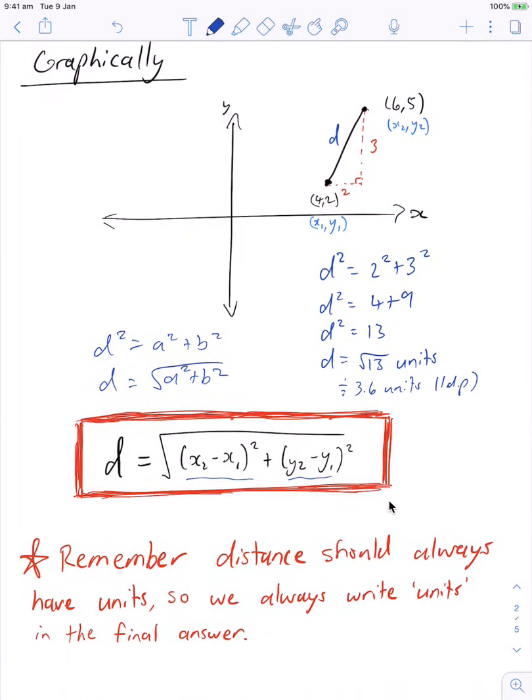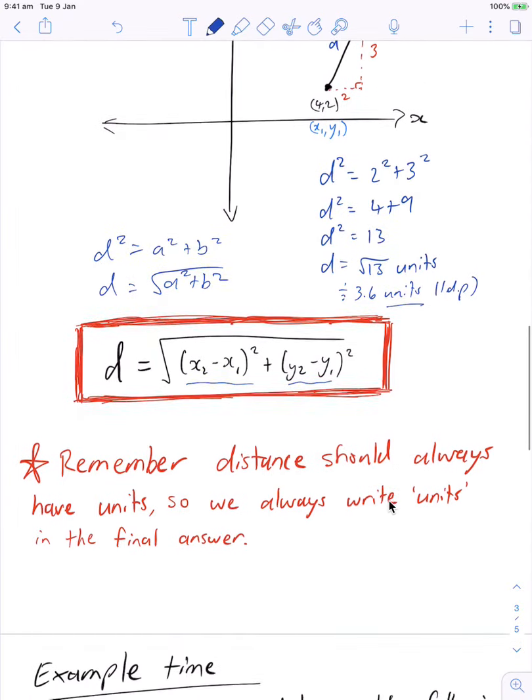One little note I will say is remember that distance should always have units. So a distance is a length, and so the units for the Cartesian plane is actually the word units. And so we put that after it in our final answer. Don't forget to do that, and you'll see that I've done that up there in those questions. I've said 3.6 units. That's what we want to have.